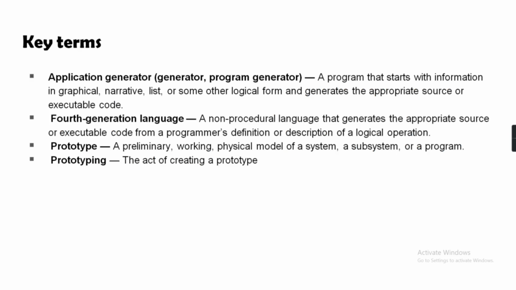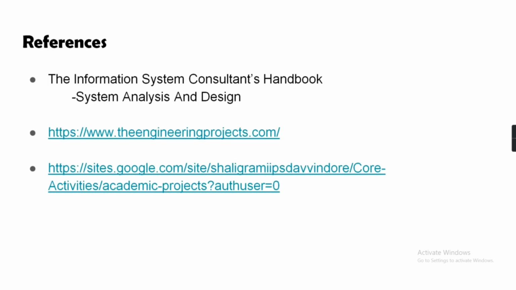Various key terms used in the presentation are stated here. The first, application generator, a program that starts with the information in graphical, narrative, list, or some other logical form, generates the appropriate source or executable code. Second, fourth generation language, a non-procedural language that generates the appropriate source or executable code from a programmer's definition or description of logical operation. Third, prototype, a preliminary working physical model of a system, a subsystem, or a program. Lastly, prototyping, the act of creating a prototype.